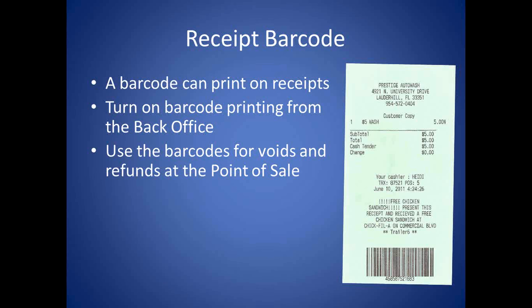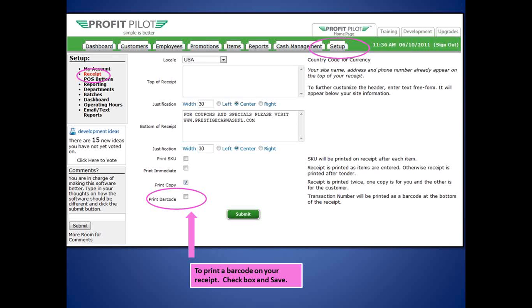Now we'll move on to the receipt barcode. This is a new feature in the ProfitPilot where you can now have a barcode printed at the bottom of your receipts. In order to enable this functionality, you will need to turn it on from the back office software.